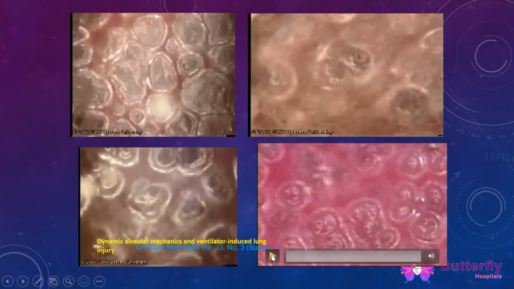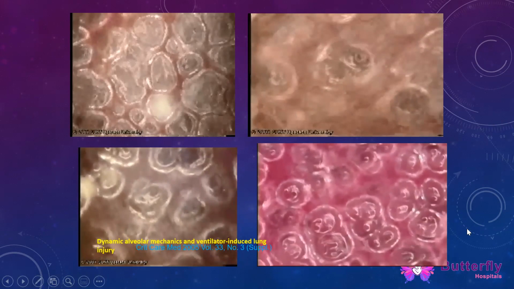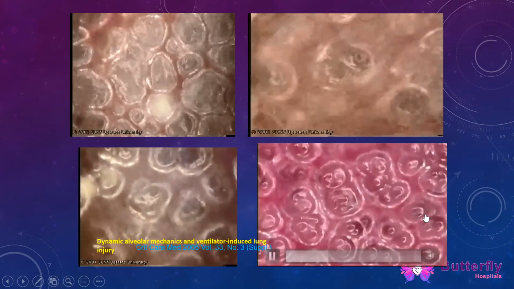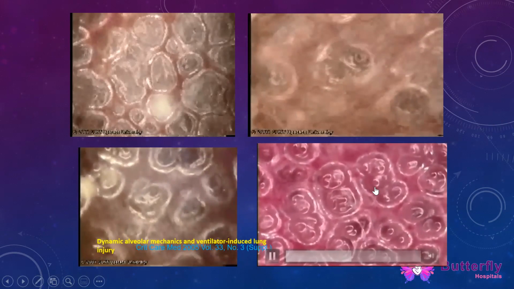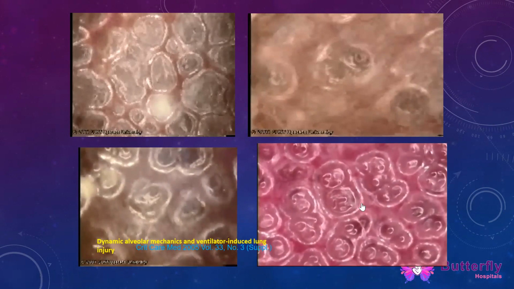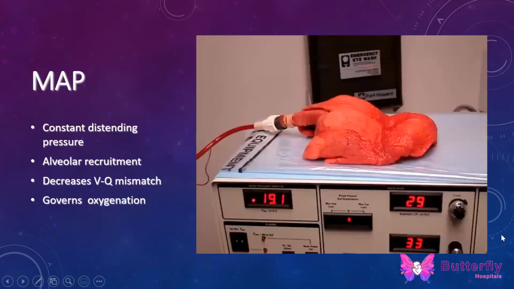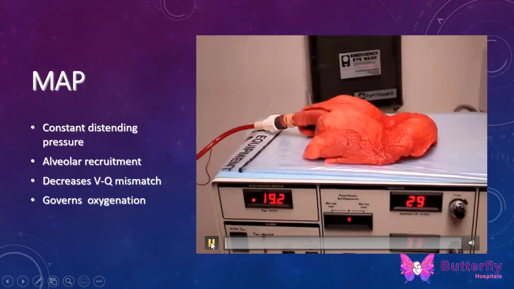And this is what actually happens in the high frequency ventilator. It prevents the collapse of the alveoli and continuously just goes with a little bit of pressure to keep the alveoli open. So basically, here is another video to give a visual picture of how it works.